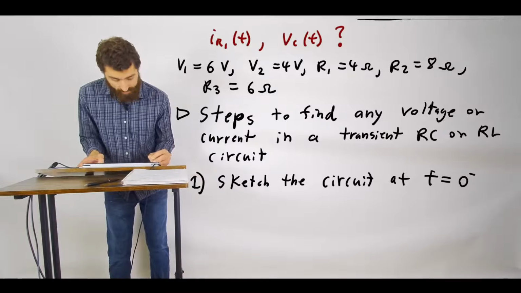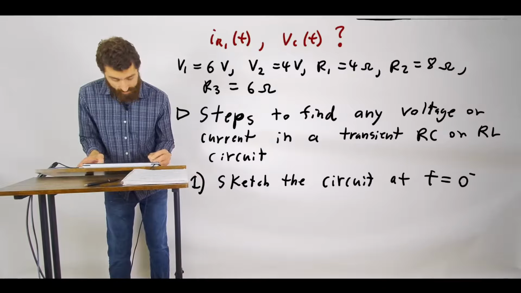If you're dealing with an RL circuit, then instead you want to find the inductor current right before it switches, the inductor current right after it switches, and the inductor current after a long time. So that's for an RL circuit. Now, when you're sketching out the circuit at these different time periods, you have to go back to the fundamentals of capacitors and inductors.